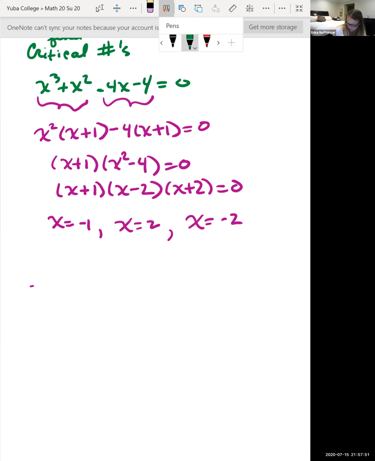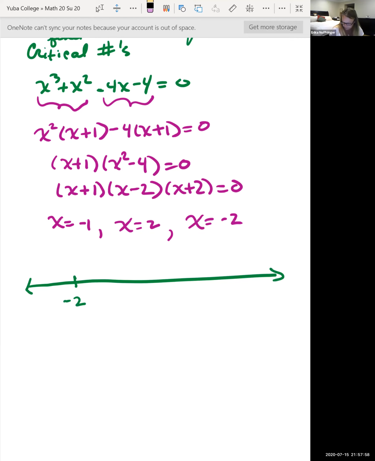So looking at the number line, the smallest critical number was negative 2, then I have negative 1, 0, 1, 2. And so we want to test something to the left of negative 2, something between negative 2 and negative 1, or use our reasoning about multiplicity, something between negative 1 and 2, and then something bigger than 2.